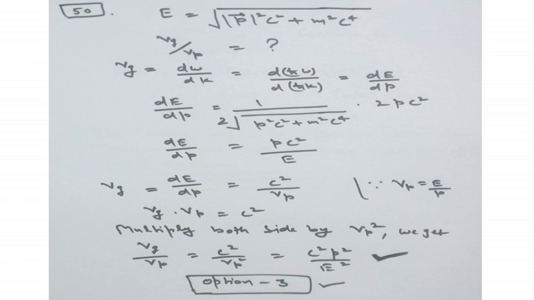Now here just put the value of Vp, that is equal to E upon P. We will get C square P square upon E square. So that is the right answer, which is option 3.